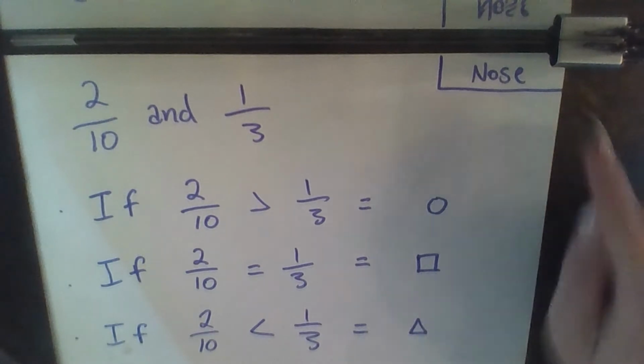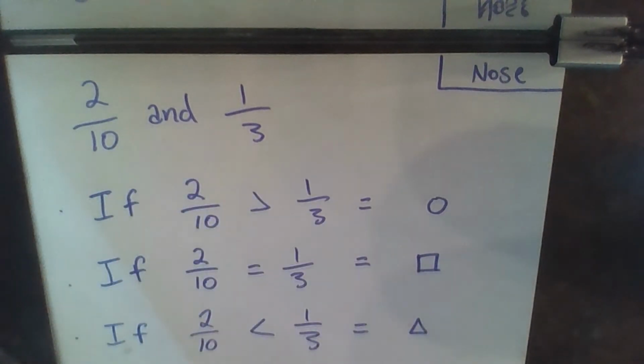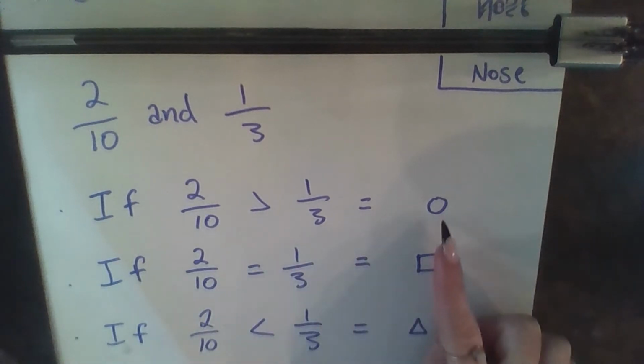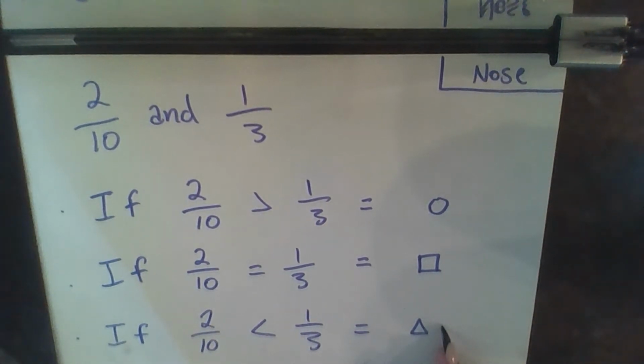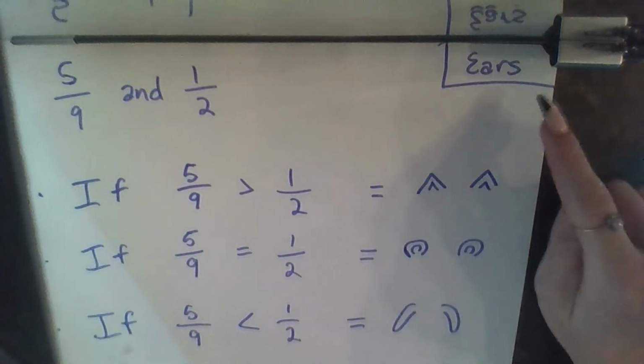The fractions that we have are 2/10 and 1/3. If you think that 2/10 is greater than 1/3, then draw a circle-shaped nose for your monster. If you think that 2/10 is equal to 1/3, then draw a square-shaped nose for your monster. And if you think that 2/10 is less than 1/3, then draw a triangle nose for your monster. Now let's give our monster some ears.